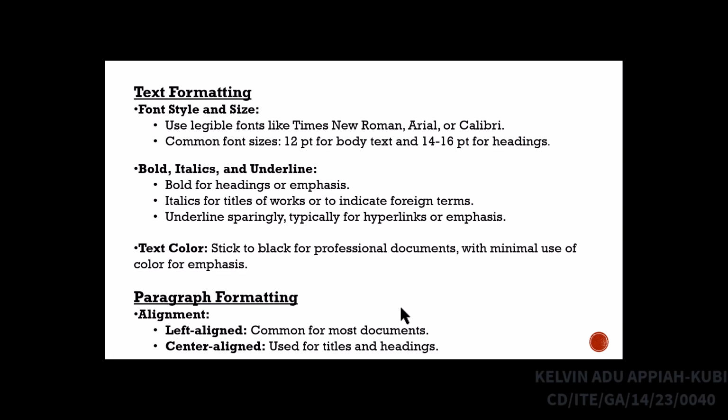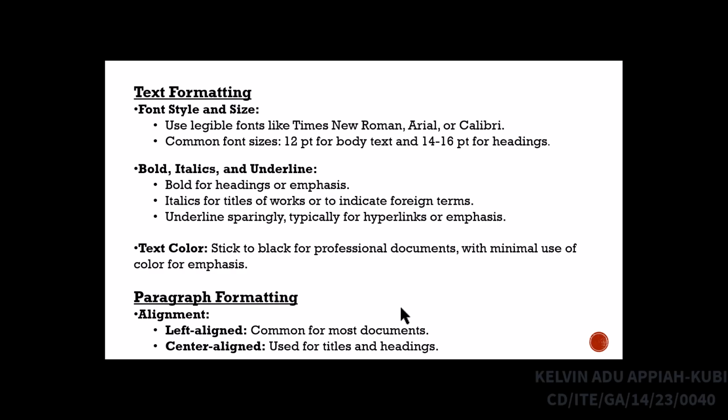Under the text formatting, we have the font style and size. We use them to make our text legible. With the font styles, we use fonts like Times New Roman, Arial, or Calibri to make our text legible, as said earlier. And then we use sizes like 12 for the body, and 14 to 16 for the headings. Under the text formatting also, we have the bold, italics, and underline.